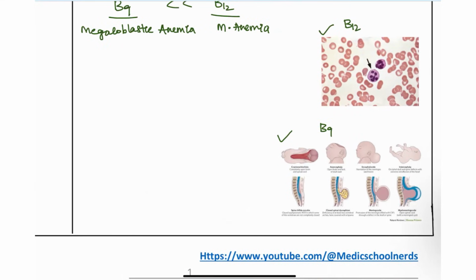Next, what are the causes? B9 is classically associated with alcoholic patients, whereas B12 is associated with vegans and also alcoholic patients. Commonly, because vitamin B12 is only present in meat, whereas vitamin B9 is present in vegetables also.